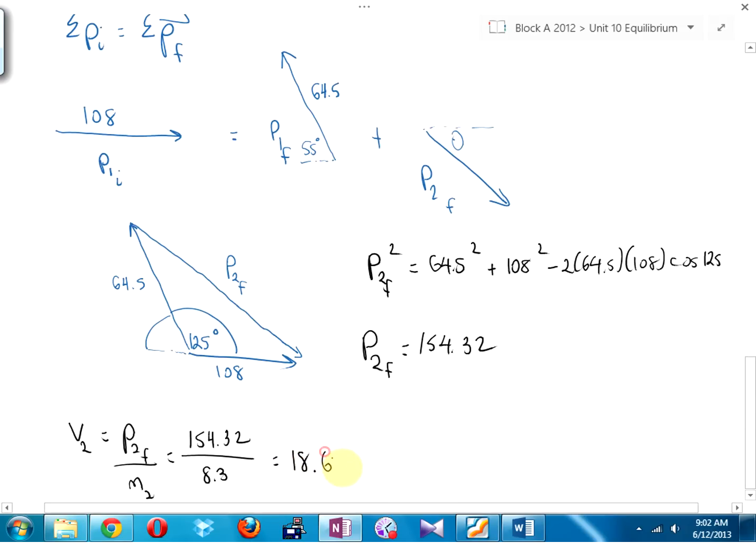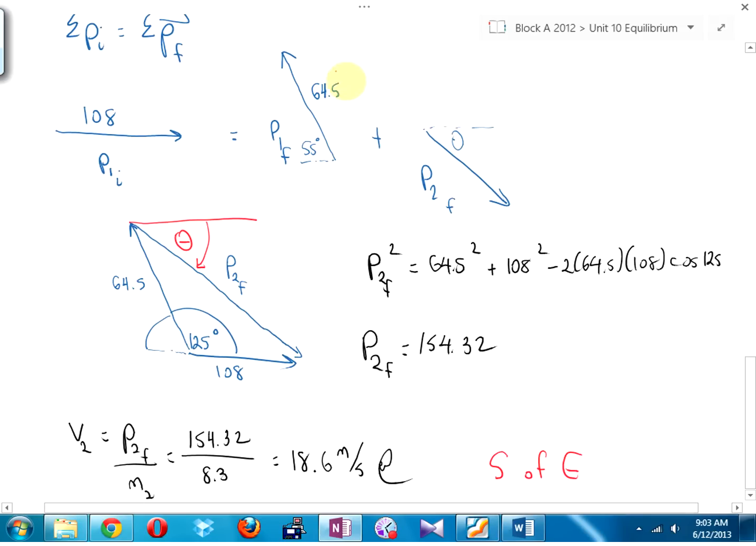Now that's the speed. They wanted the velocity. I need an angle. What angle am I going to find? I think the best angle to find would be this angle right here. Because if I find that angle, even though it's not in my triangle, that's going to be what of what? South of north, east of west, what of what? Going to be south of east. So if I find that angle, it's going to be south of east. Problem, that angle is not in my triangle. Or is it?